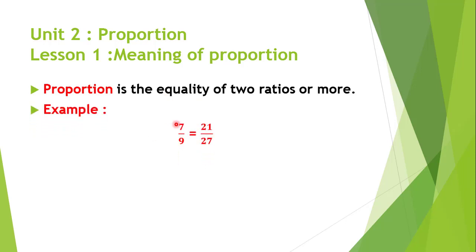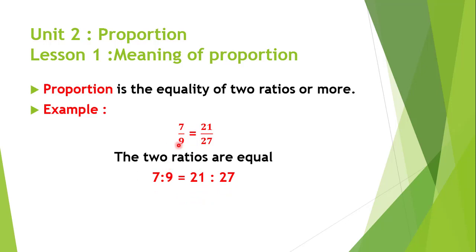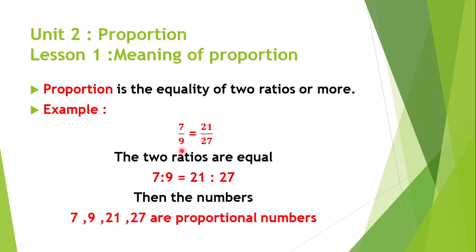Here, for example, we have 7/9 and 21/27. If you want to compare the two ratios, the first ratio is 7/9, the second one is 21/27. We find that the two ratios are equal. So here we have a proportion. 7/9 equals 21/27. Then the numbers in the same order, 7, 9, 21, and 27, are proportional numbers. We call them proportional numbers.